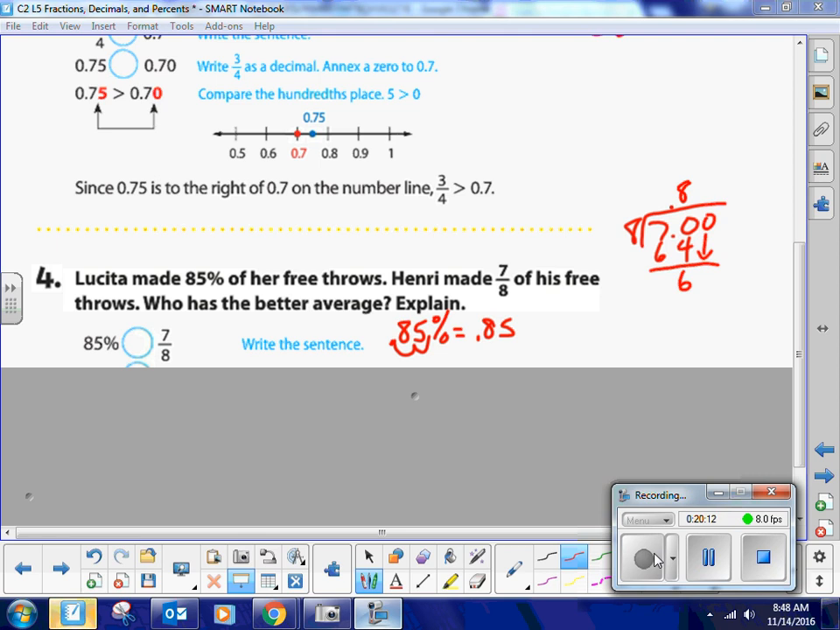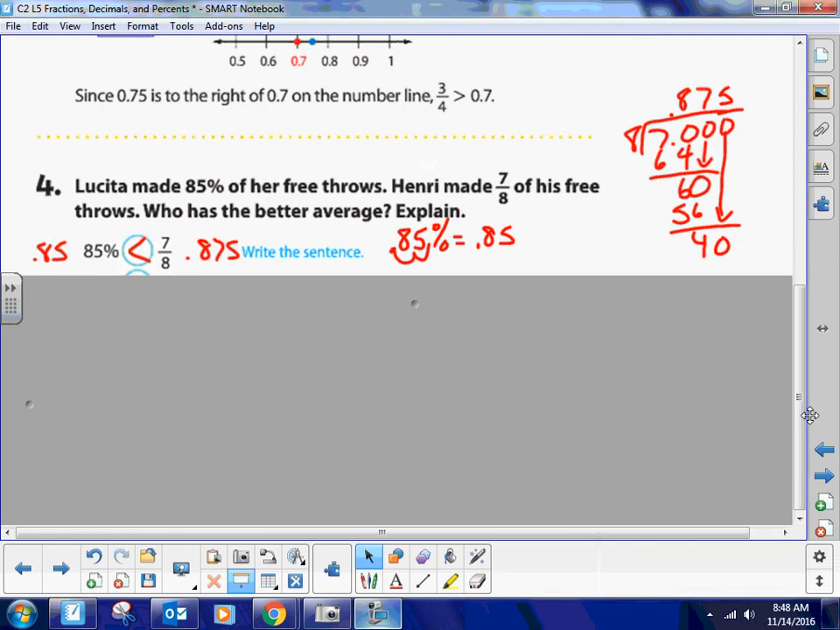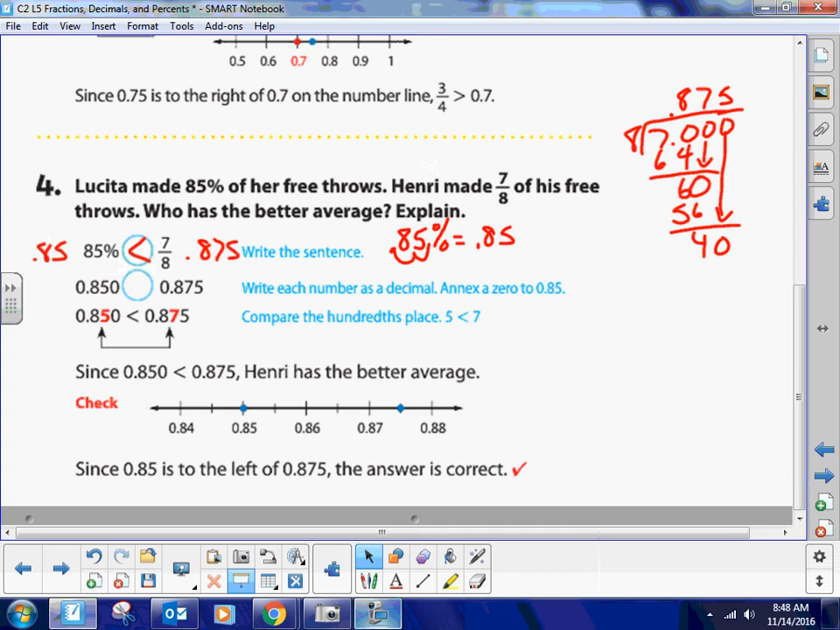8 goes into 60. What is that? 8 times 7 is 56, right? And that brings down a 4. And then that goes in there 5 times. So this is 0.85. Let me write this over here, 0.85, and this is equal to 0.875. 0.85 is less than 0.875. Okay, very simple, I think. I don't think this is anything too difficult. Okay, I hope you are not having struggles with this. If you are, please come and see me.